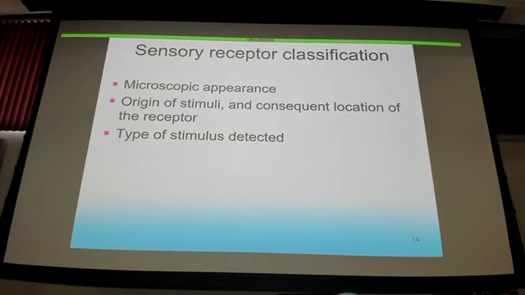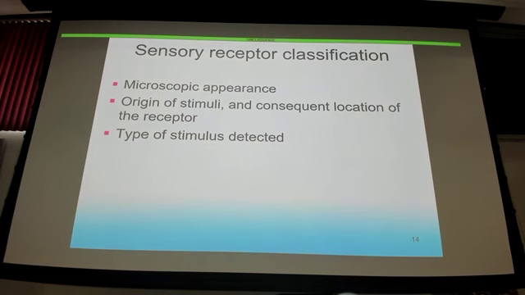Sensory receptor classification. We're jumping to it. We're just defining all these things before we keep explaining them more. I know you love that on Friday afternoon. So we're going to break them down and say, okay, what do these receptors look like? We can look at their microscopic appearance, we can look at the origin or where that receptor is in the body, or we can define them by what type of stimulus.